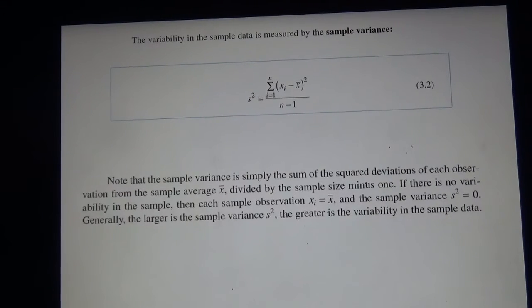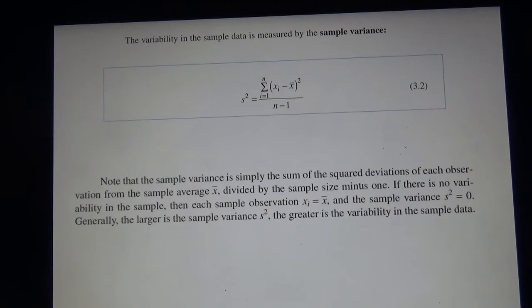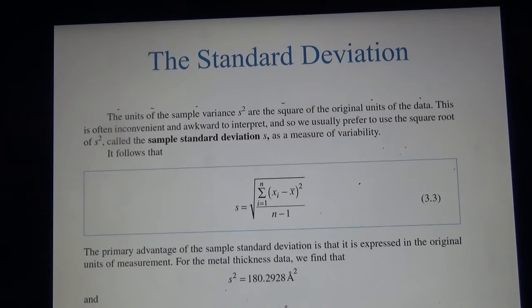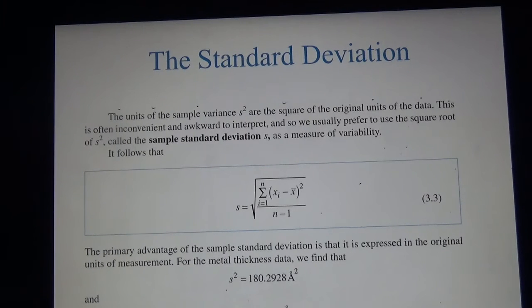As stated in the previous sentence, the variability in the sample data is measured by the sample variance. The formula for the standard deviation is S equals the square root of the sum of (xi minus x average), where we square each difference, add them, and then divide by n minus 1. They give an example for this equation.